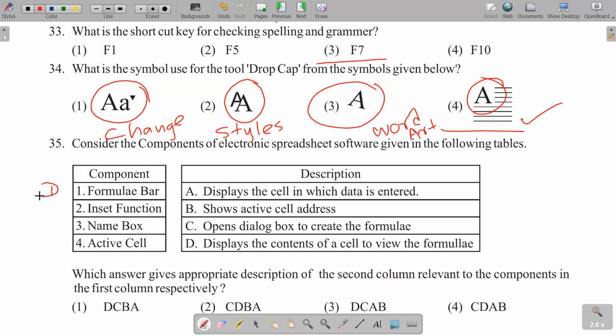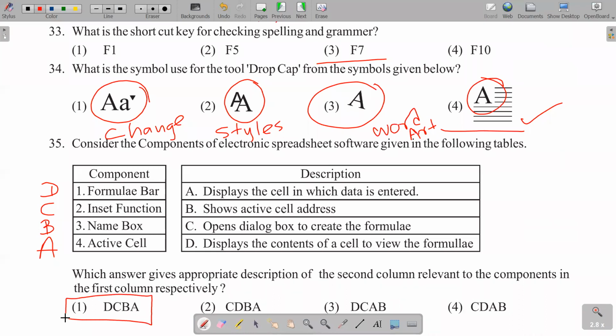Insert function actually should be insert, INSERT. So insert function will open a dialog box to create a formula, right? So it goes with C. Name box shows the cell address of the active cell. So it goes with B. And active cell, it displays the cell in which data is entered. So it goes with A. So DCBA is going to be the correct order.